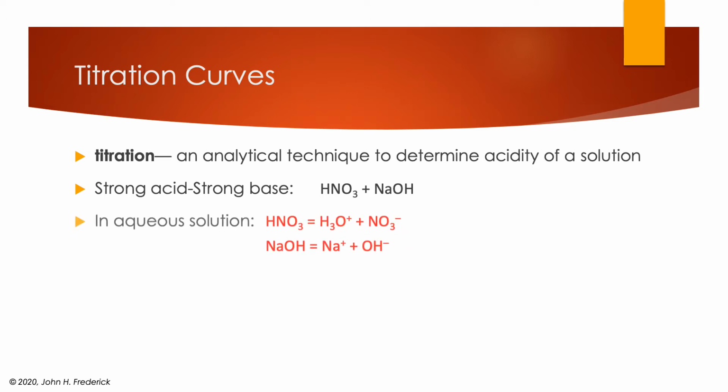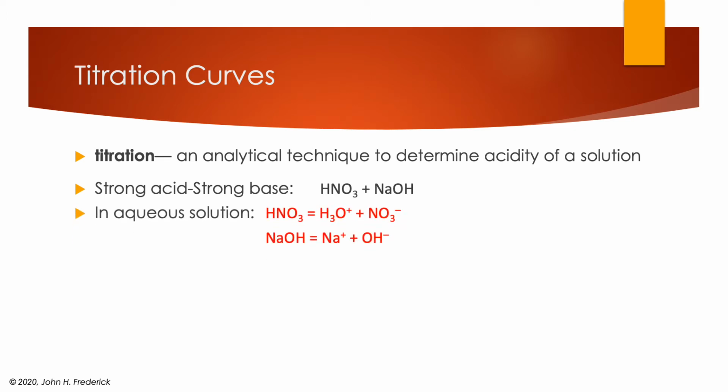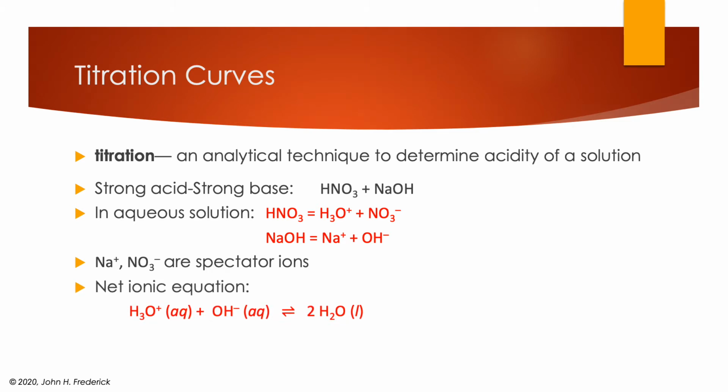So the reactions that are going on in aqueous solution involve the ions that are created when these two things dissolve in water. They're both strong electrolytes, so the nitric acid forms hydronium ions and nitrate ions. The sodium hydroxide creates sodium ions and hydroxide ions. Now I want to point out that the sodium and the nitrate ions are both spectators in this process. So the net ionic equation that's going on as we're adding base to the nitric acid solution is simply hydronium ion combining with hydroxide ion to make water.